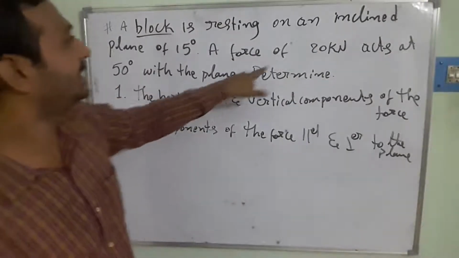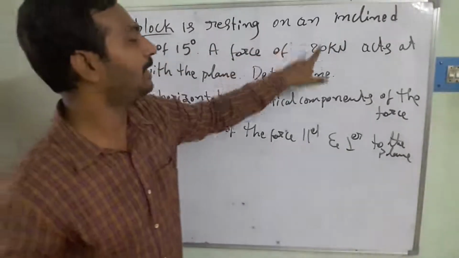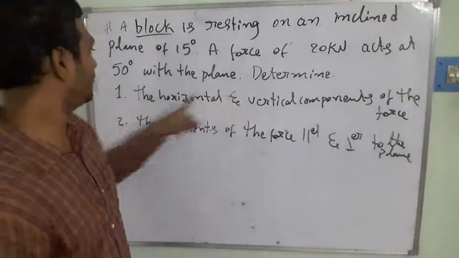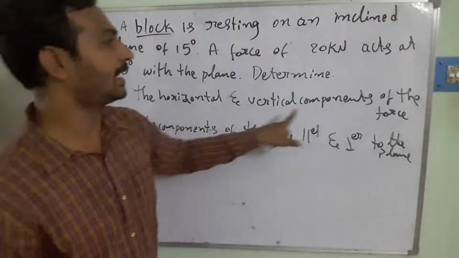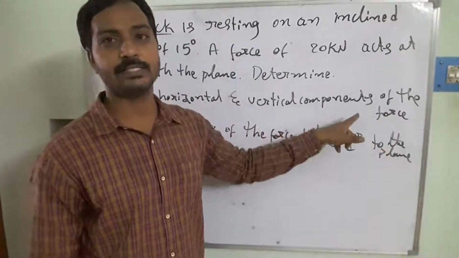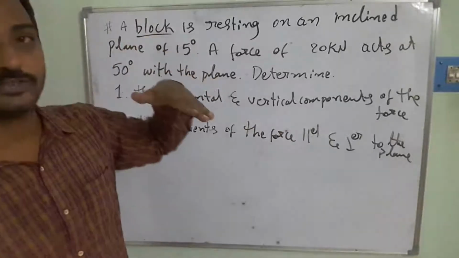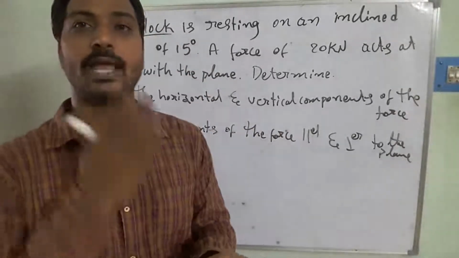Which plane? Because this is the inclined plane. To this inclined plane, this 20 kilonewton force is acting at 50 degrees. Determine, the first one, the horizontal and the vertical components of the forces. In this case, what is the horizontal component and the vertical component? With respect to this, the block is resting. That means in the x-axis and the y-axis we need to take it.